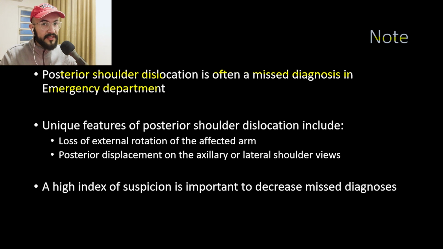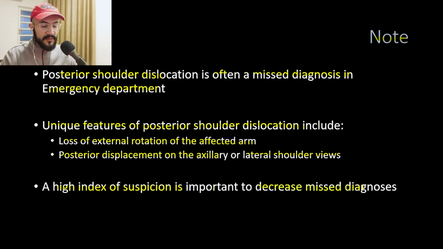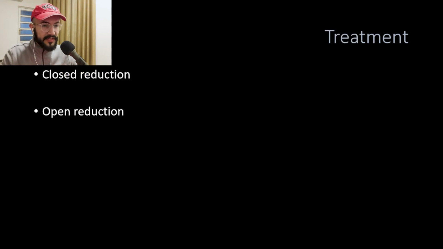And to solve that, you need to have a high index of suspicion, and unique features of posterior shoulder dislocation include the loss of external rotation of the affected arm. So when the patient can't externally rotate their arm, try to order 2 views for the shoulder. And when you order 2 views, you would find out that there is posterior displacement on the axillary or lateral shoulder views. And as I mentioned, a high index of suspicion is important to decrease the misdiagnosis of posterior shoulder dislocations. Now let's talk about the treatment.